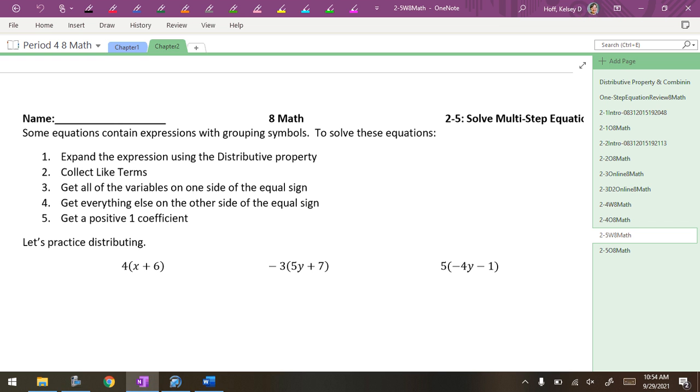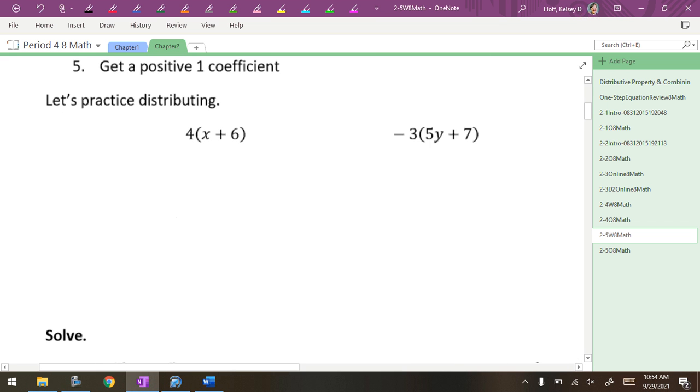So today our equations are going to have parentheses in them. The very first thing we have to do is expand the expression using the distributive property. In other words, pushing that number and multiplying it through the parentheses so that we no longer have them. Then we will collect like terms. Then we're just to where we were yesterday. Steps 1 and 2 are the additional work from today. Otherwise, it's just like yesterday. We get everything on one side with the variable, everything else on the other, and then work about that +1 coefficient. So let's do a quick reminder of distributing here.